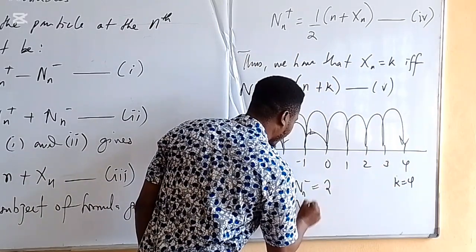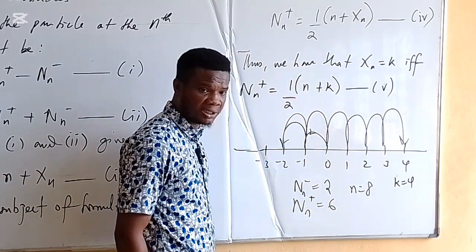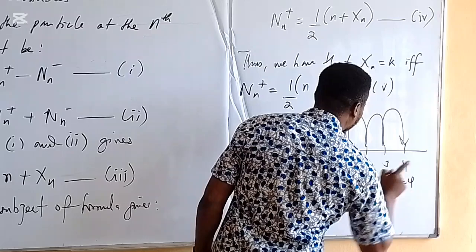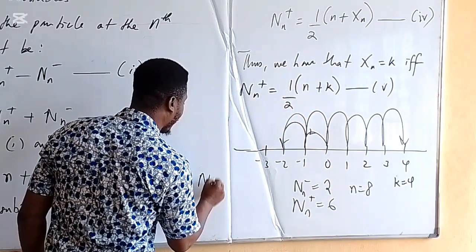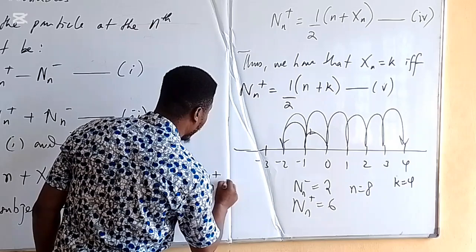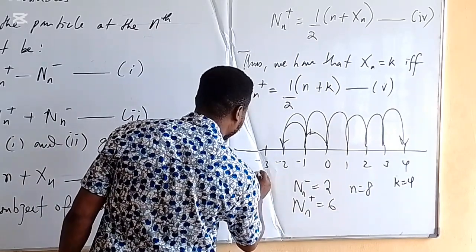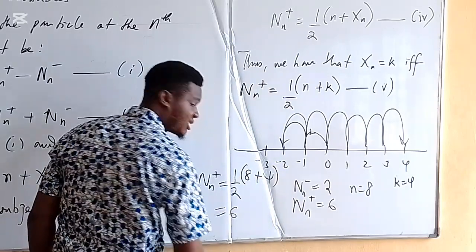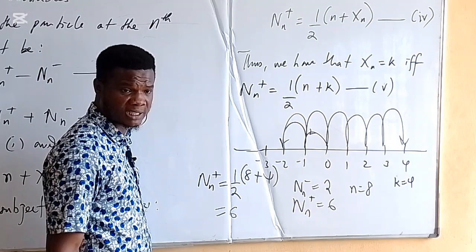So n plus is what? 6. What is n? 8. You see it? Now, if you are to arrive at k equals 4, what we have just shown is telling you that n plus, which is 6, must be equal to half of n, which is 8, plus your k, which is 4. Do you see that it will give you 6? That's what that stuff is telling you. I hope you understand me now.